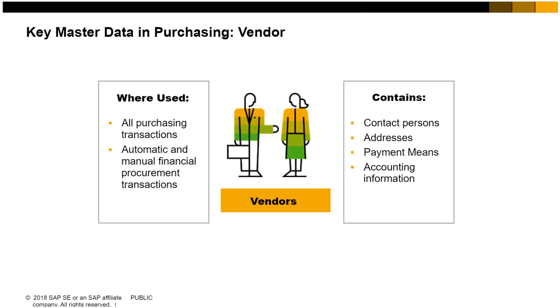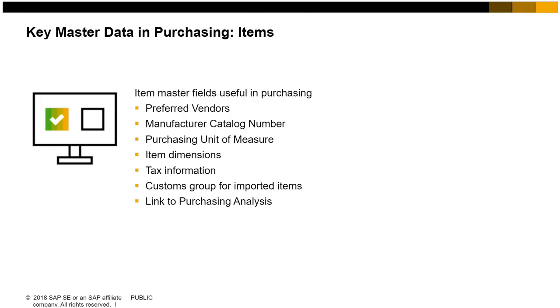The vendor master contains contact person details, addresses, payment means, and other accounting information. You can search for the appropriate vendor in any purchasing document. If you are authorized, you can also enter new vendor information while creating a purchasing document. Another key piece of master data in the purchasing process is item master data.